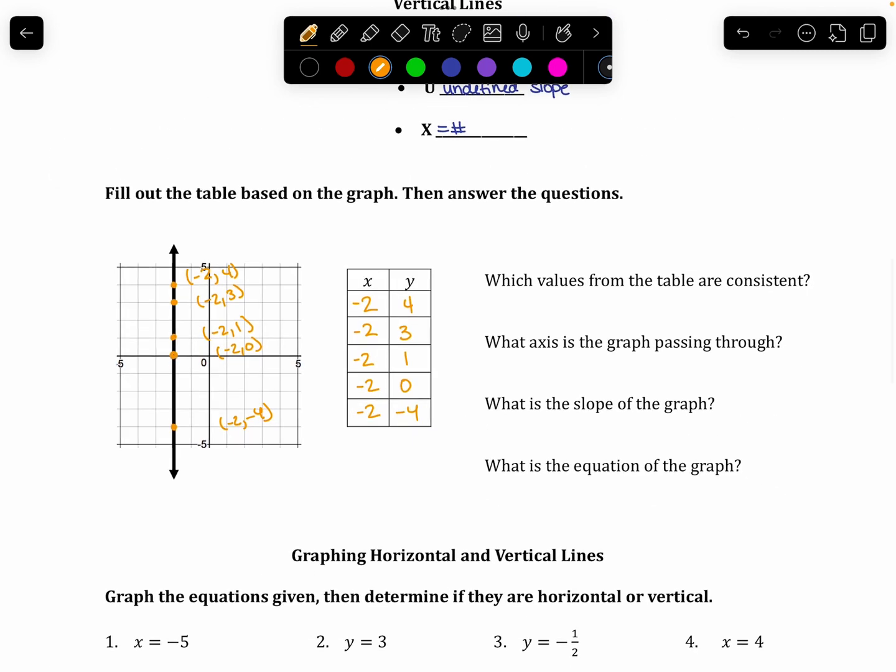Which values from the table are consistent? Again, all of our x values are the same, so our x values are the values that are consistent. What axis is the graph passing through? Well, if you look at your graph, it's going to pass through the x-axis.